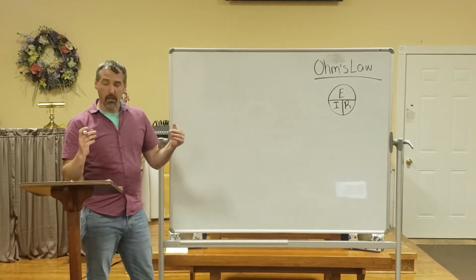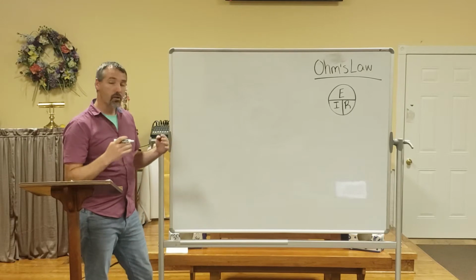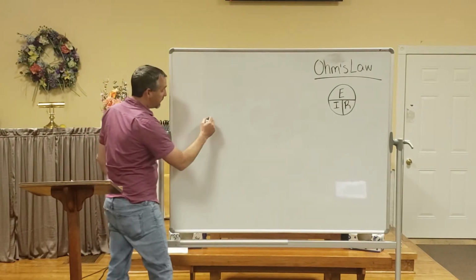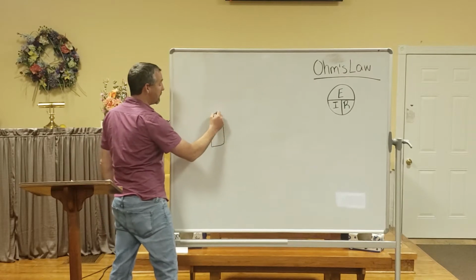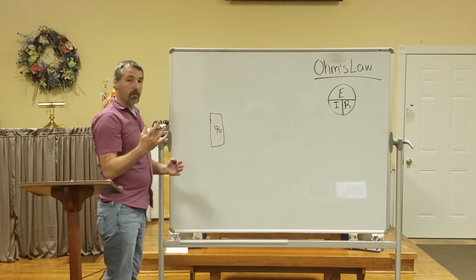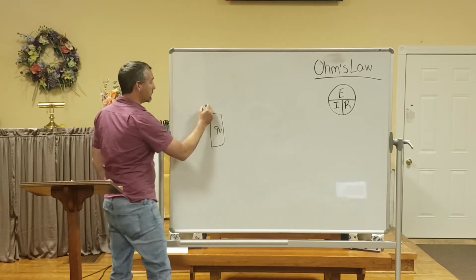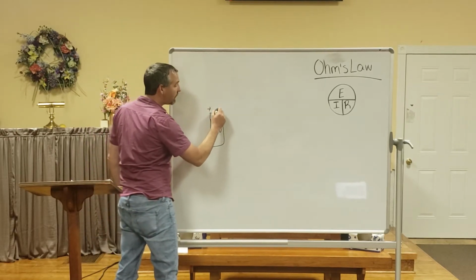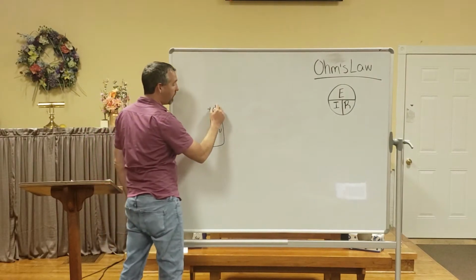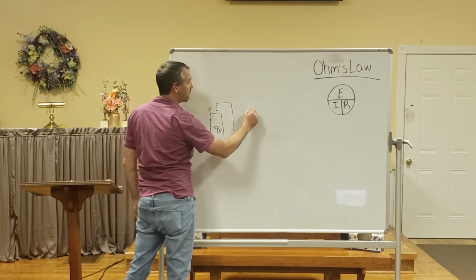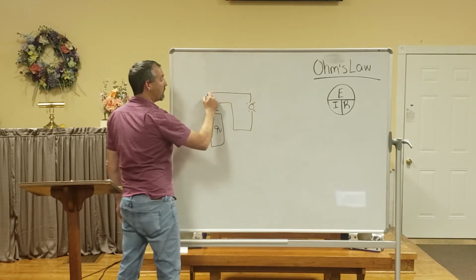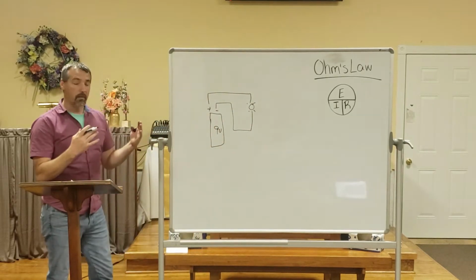Now, every circuit has to have a power source. In our example today, we're going to use a battery, and this battery is going to be 9 volts, and it has a positive and a negative terminal, and it also has to have a path to flow through. So we have wires that go over to a light, and then the light goes back over to our positive terminal.